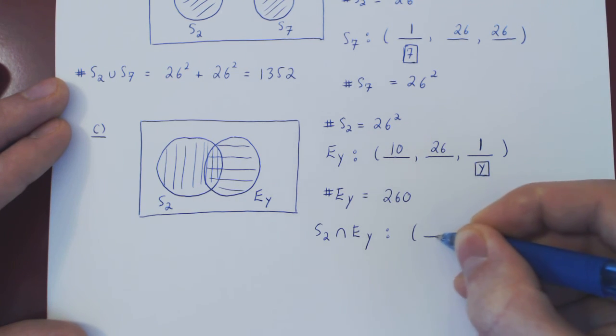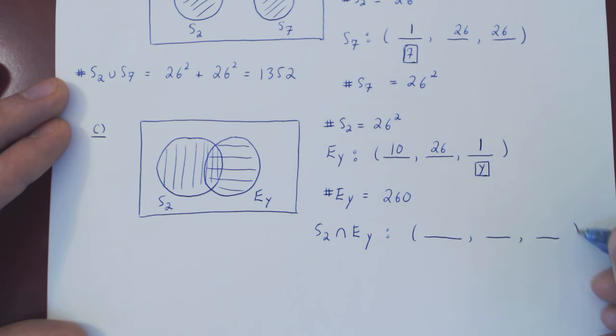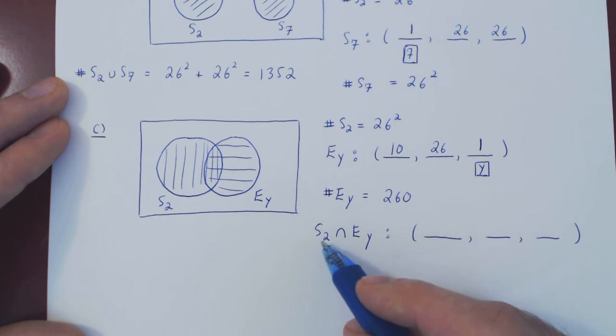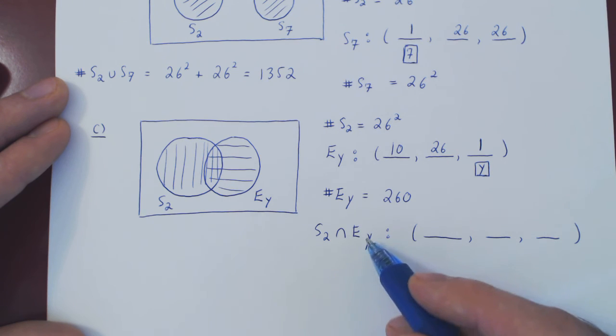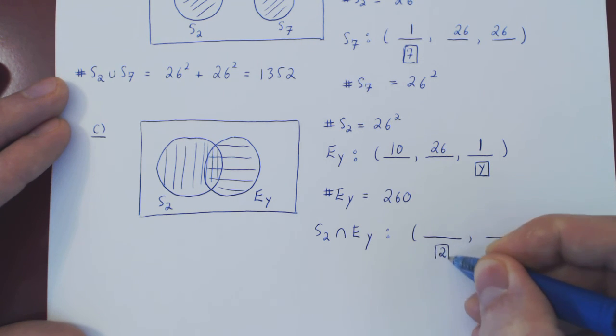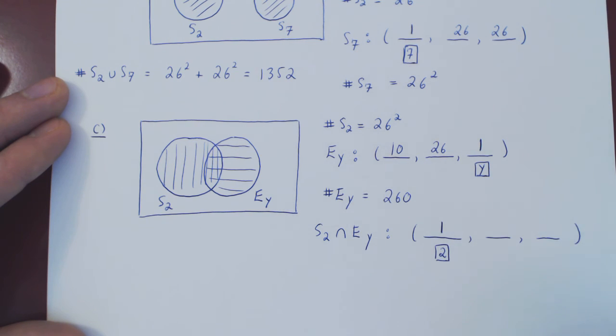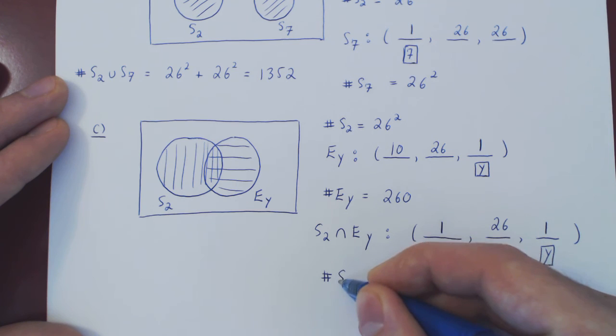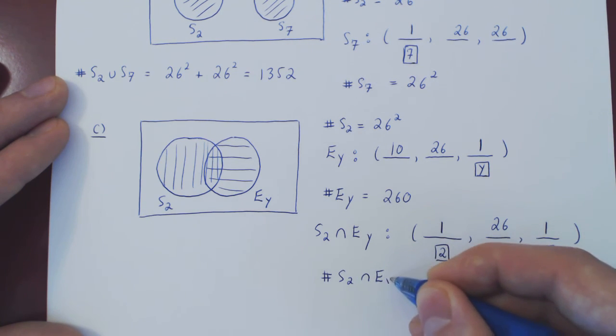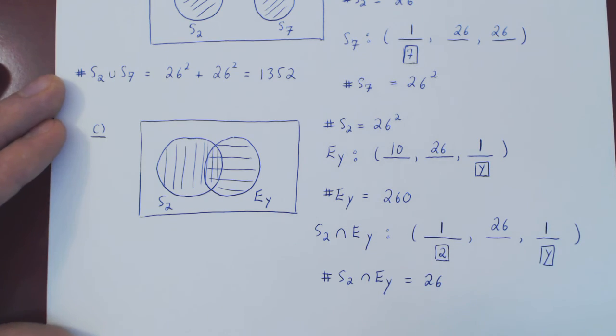Well, let's visualize those passwords. Those are the passwords starting with 2 and ending with Y. So the first symbol must be a 2. So there's only one option. It has to be a 2. The last symbol must be a Y. So there's only one option. It must be a Y. The second symbol can be any letter from A to Z. That's 26 options. So we have 1 and 26 and one option, which gives us 26. So the size of our intersection is 26. And now we're good to go.